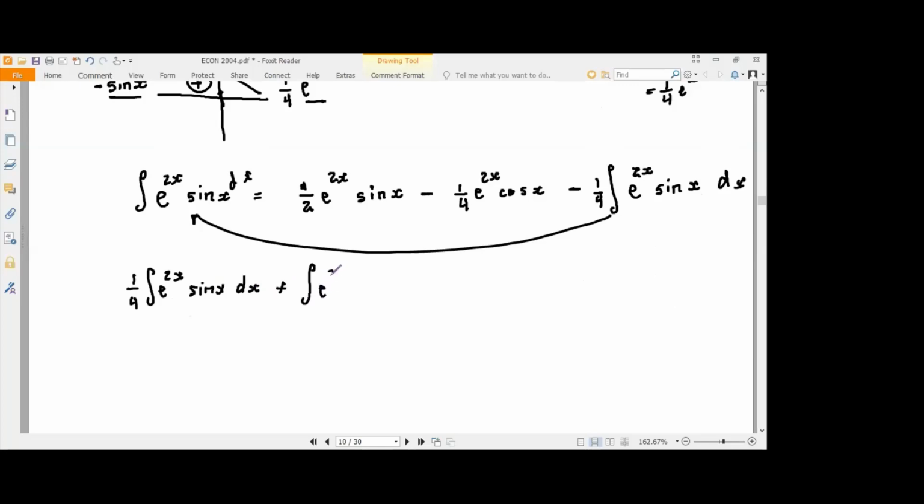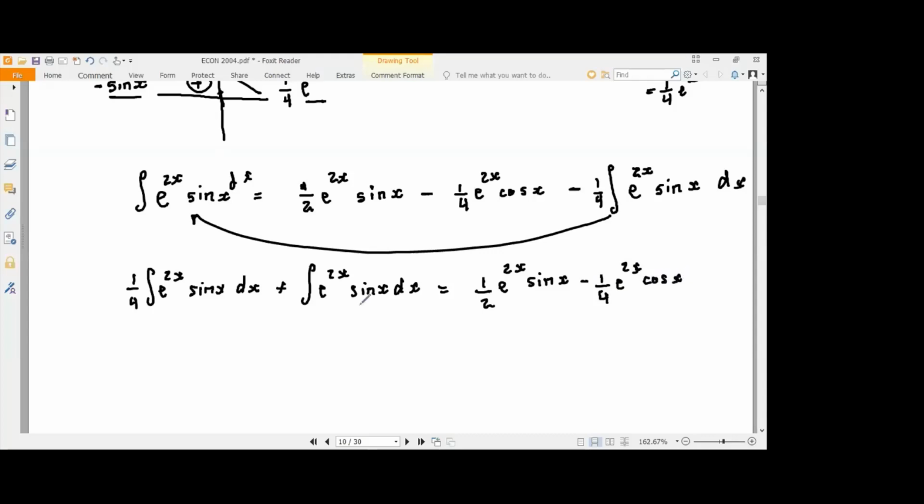Plus e to the 2x sine x dx is going to be equal to, now, you probably don't pick this up. What I'm going to do on this side is to factorize, right? So I'm going to factorize everything that's left behind. Let me not do everything in one step. So I'm going to write them out. So half e to the 2x, then sine x here. Then I'm going to have minus a quarter e to the 2x cosine x.